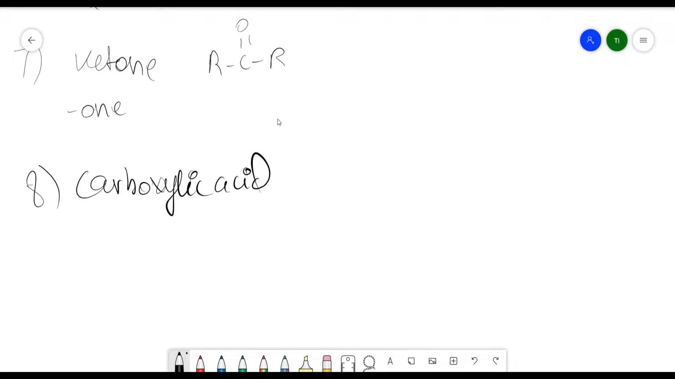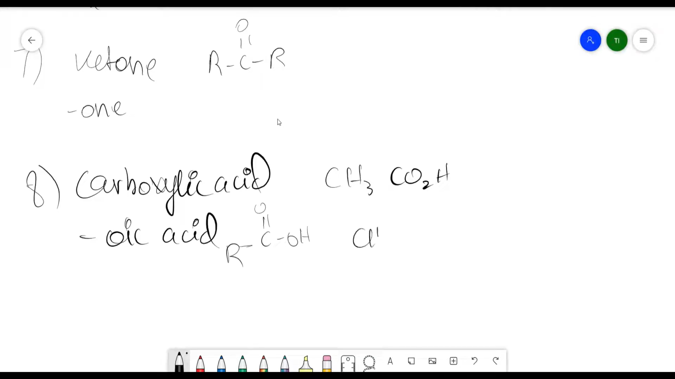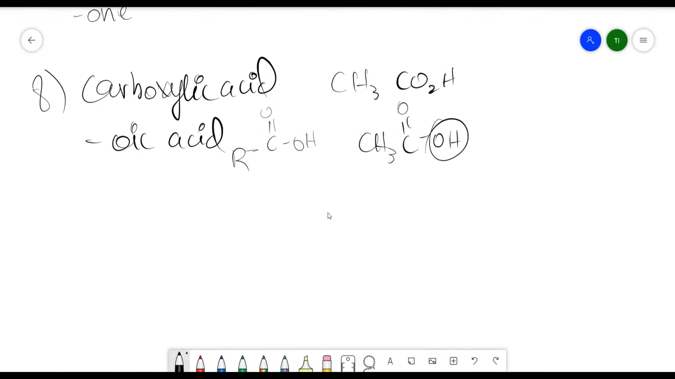Carboxylic acid ends in oic acid. So ethanoic acid would be CH3CO2H, right? In carboxylic acids, it's basically a C double bond O, OH, and there's an R. So ethanoic acid would be CH3, C double bond O, OH, right? So it's a double bond and then an OH. Well, you don't refer to this as an alcohol, you refer to this as the OH of the carboxylic acid.